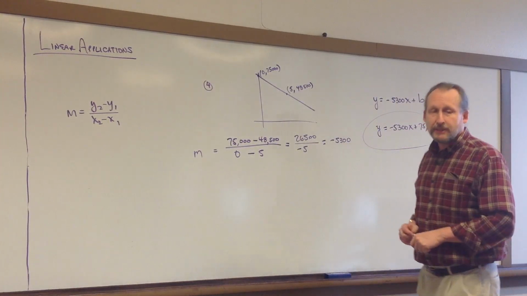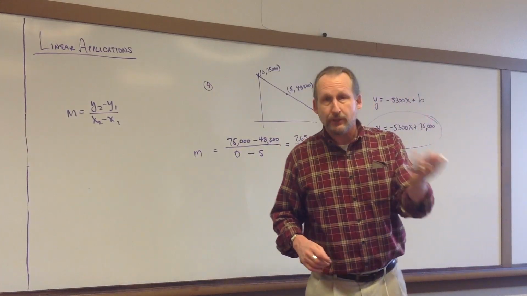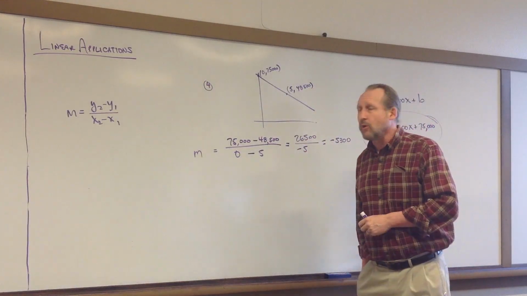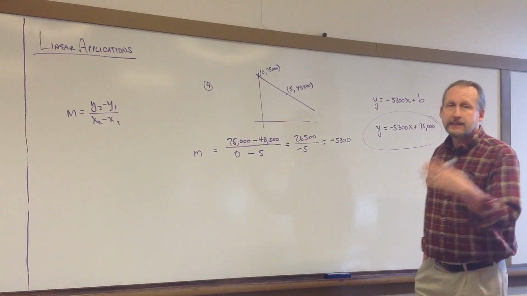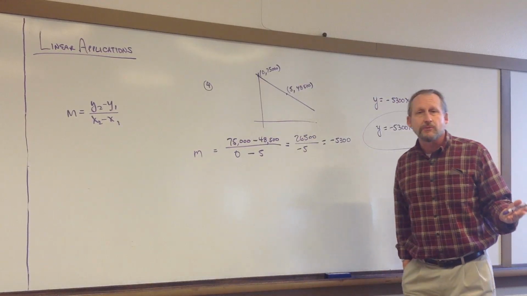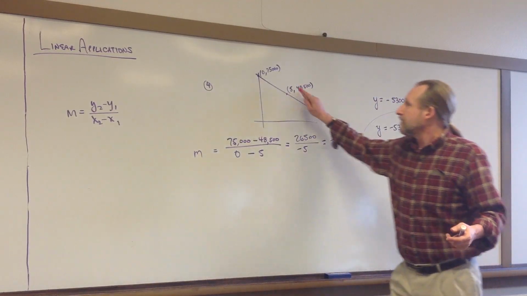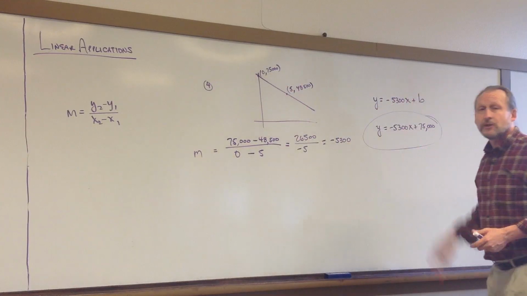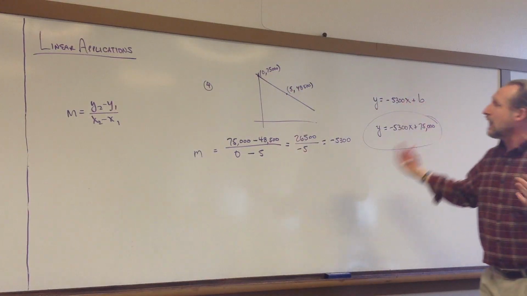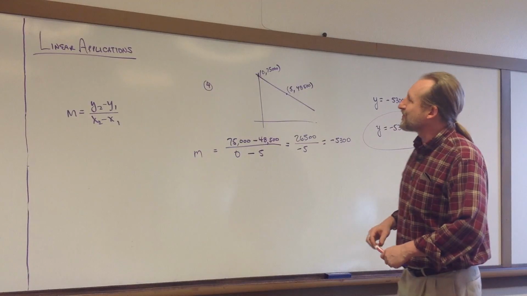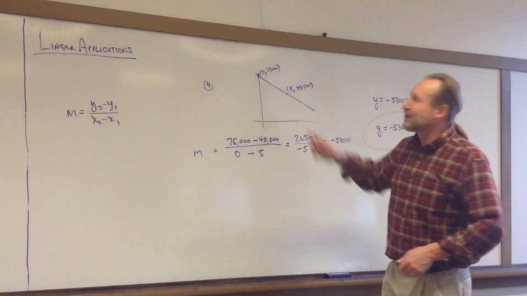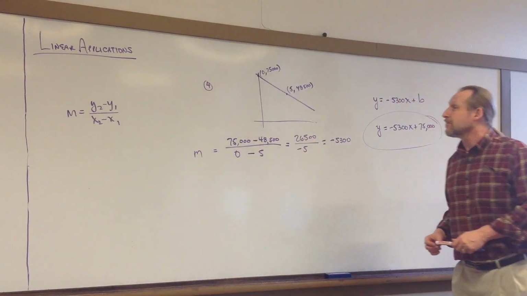Okay, so that's it for this assignment. There's really just 2 problems for you to do on there, problem 1 and problem 3. And like I said, they're very much like those problems that we did a little while ago, where I give you 2 points and ask you for the equation of the line. There's just a lot more information thrown in these problems, and they're put in the context of a word problem.